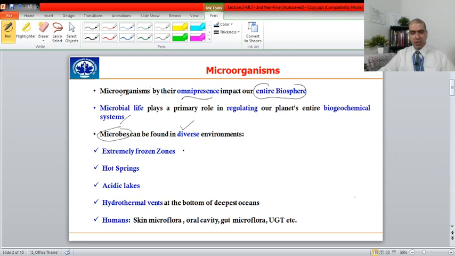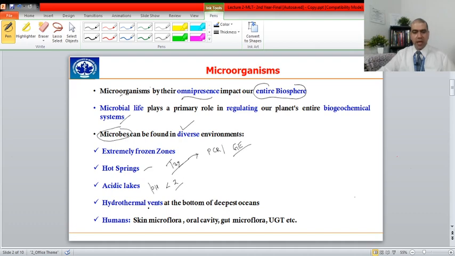They can be found in extremely frozen zones. They can be present in hot springs. One example I can give is Taq polymerase. Taq polymerase was isolated from a microorganism which was found in the hot springs, that is Thermus aquaticus. And today we have its application in PCR, that is polymerase chain reaction. We have its application in genetic engineering, which is the prominent and the cutting edge part of today's research. They are also found in acidic lakes where the pH is below 2.